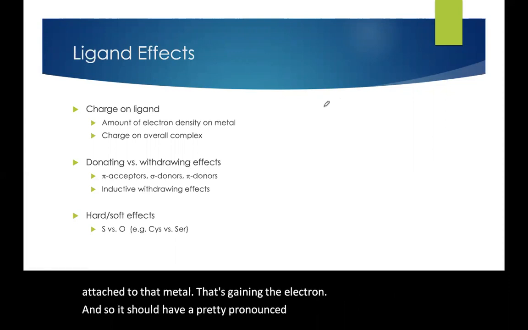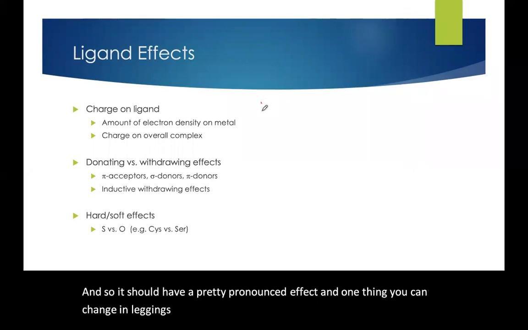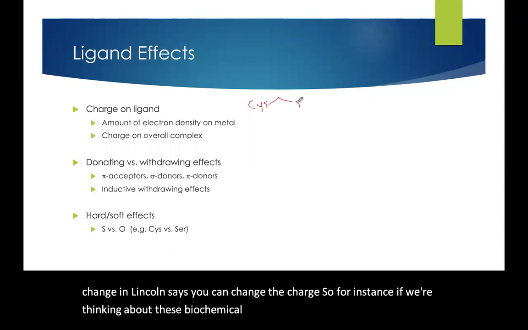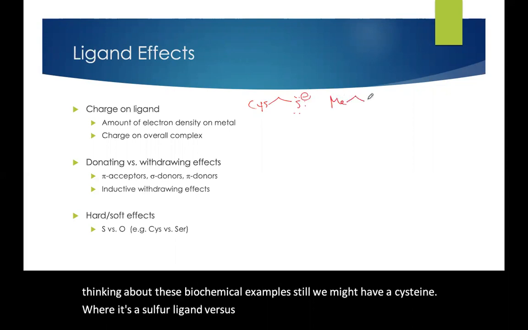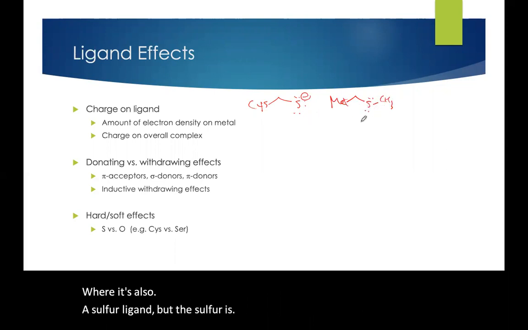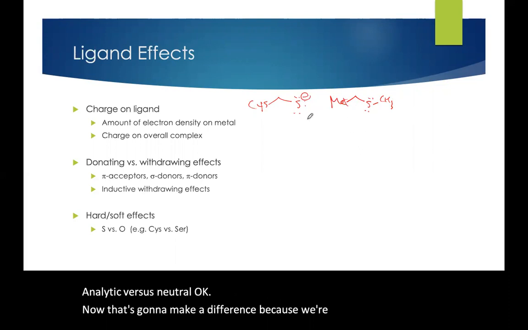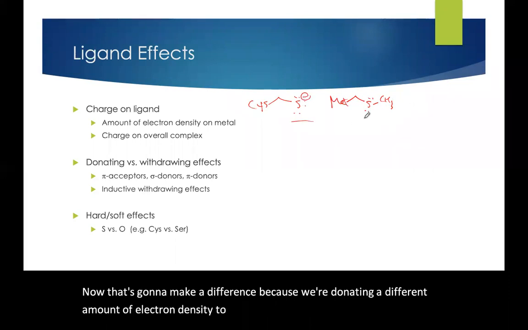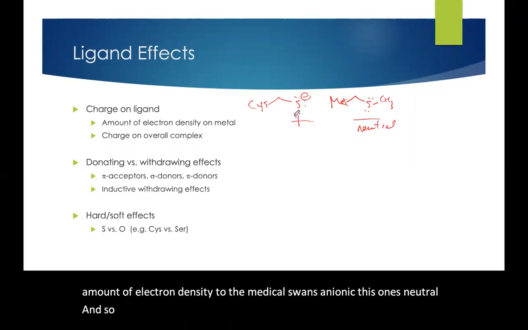And one thing you can change in ligands is you can change the charge. So for instance, if we're thinking about these biochemical examples still, we might have a cysteine, where it's a sulfur ligand, versus a methionine, where it's also a sulfur ligand, but the sulfur is anionic versus neutral, okay? Now that's going to make a difference because we're donating a different amount of electron density to the metal. This one's anionic, this one's neutral. And so this one's going to give more electron density to the metal compared to this one.